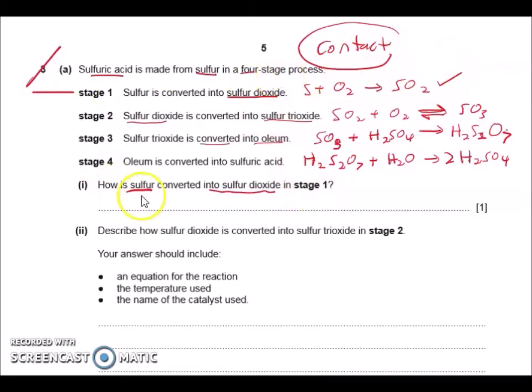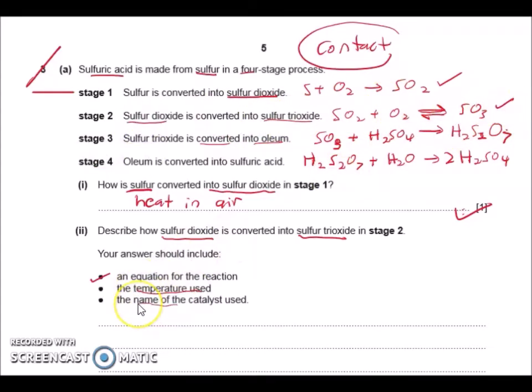Okay, contact process. So number 1, how sulfur is converted into sulfur dioxide in stage 1, that I have explained over here. They are heated in the air. Heated in air. You can say that. Okay, this is 1 mark. Now describe how sulfur dioxide is converted into sulfur trioxide in stage 2. So you should have an equation for the reaction, which I've done in stage 2 at this part.